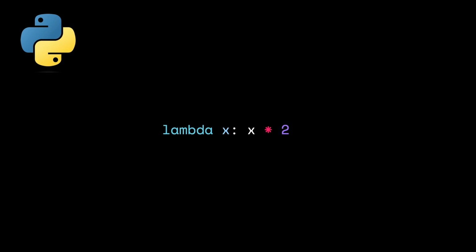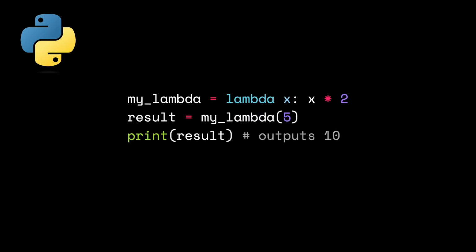The lambda function takes in a single parameter x and returns the result of x times 2. In other words, it takes an input x, multiplies it by 2, yielding the output. In this example, the lambda function is assigned to a variable myLambda. Then, we call the lambda function with the argument 5, which is multiplied by 2 inside the lambda function. The result 10 is then stored in the result variable. Finally, we print the value of result, which outputs 10 to the console.